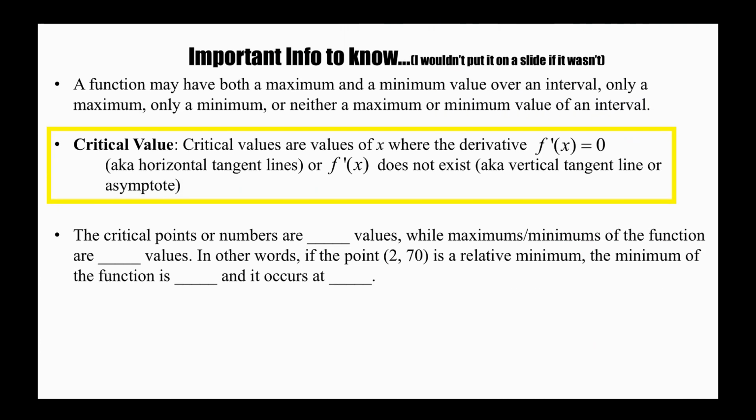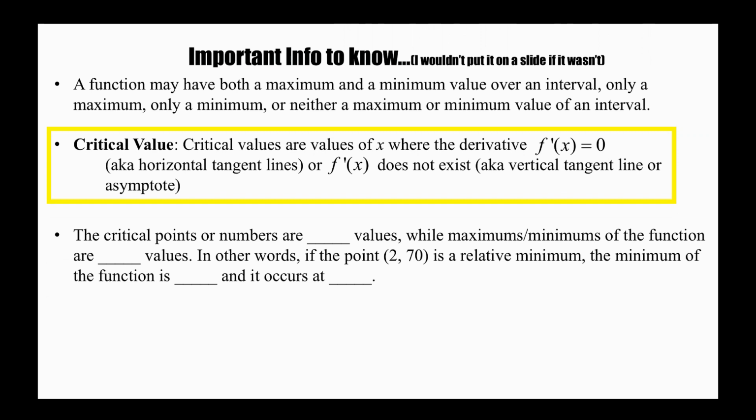Okay, so important stuff to know. A function may have both a maximum and minimum over an interval, only a maximum, only a minimum, or neither a maximum nor minimum value over an interval. So it can have both, it can have one, it can have the other, or it can have neither.